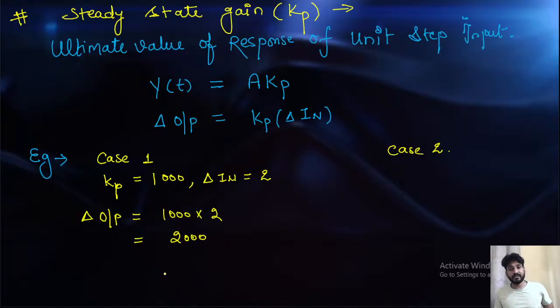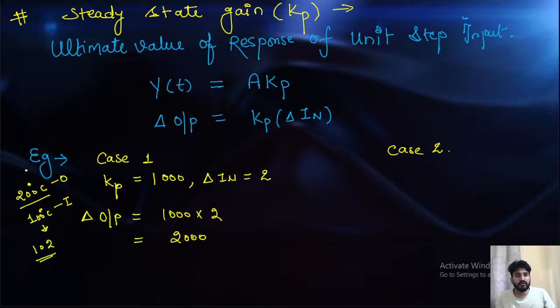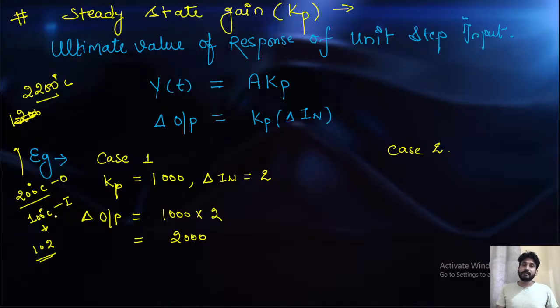Can you imagine what I'm saying? Let's suppose initially my output is 200 degrees Celsius and my input is 100 degrees Celsius. If the Kp of the system is 1000, then if the input changes by only 2 units, your output will be 2200 degrees Celsius, from 200 to 2200. Can you imagine that by only a 2 degrees Celsius change in the input, your output will change by that magnitude? Yes or no?